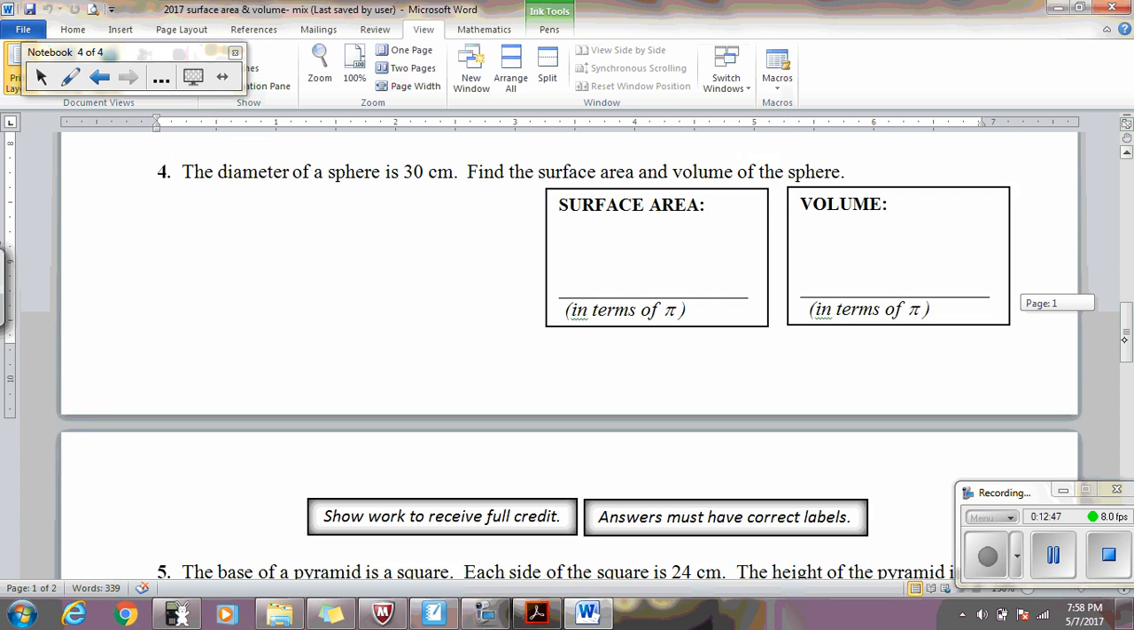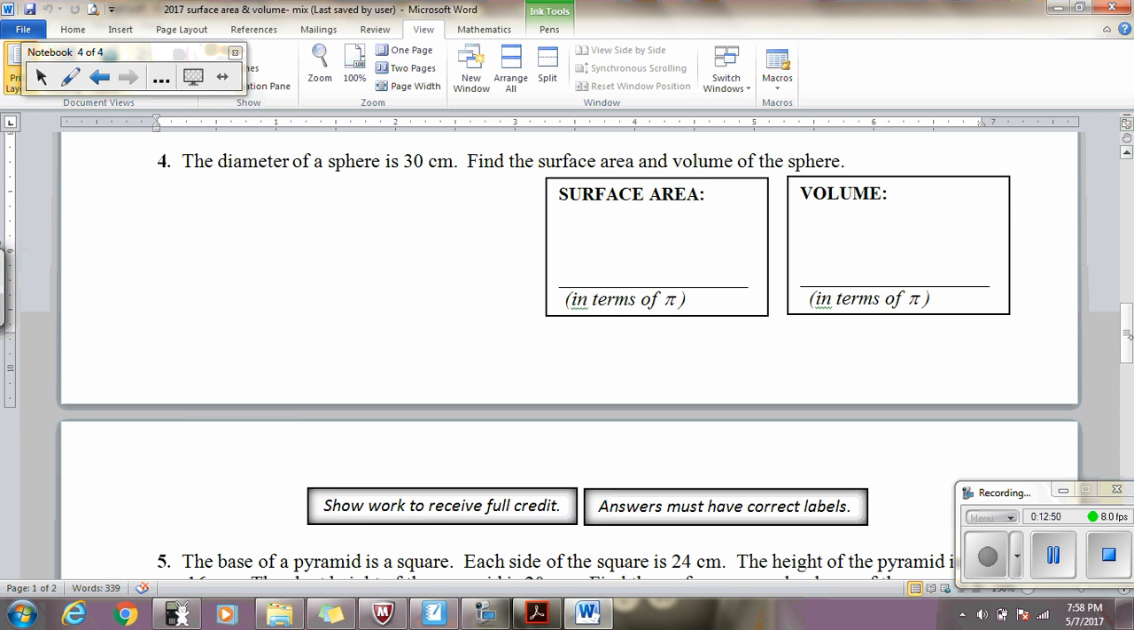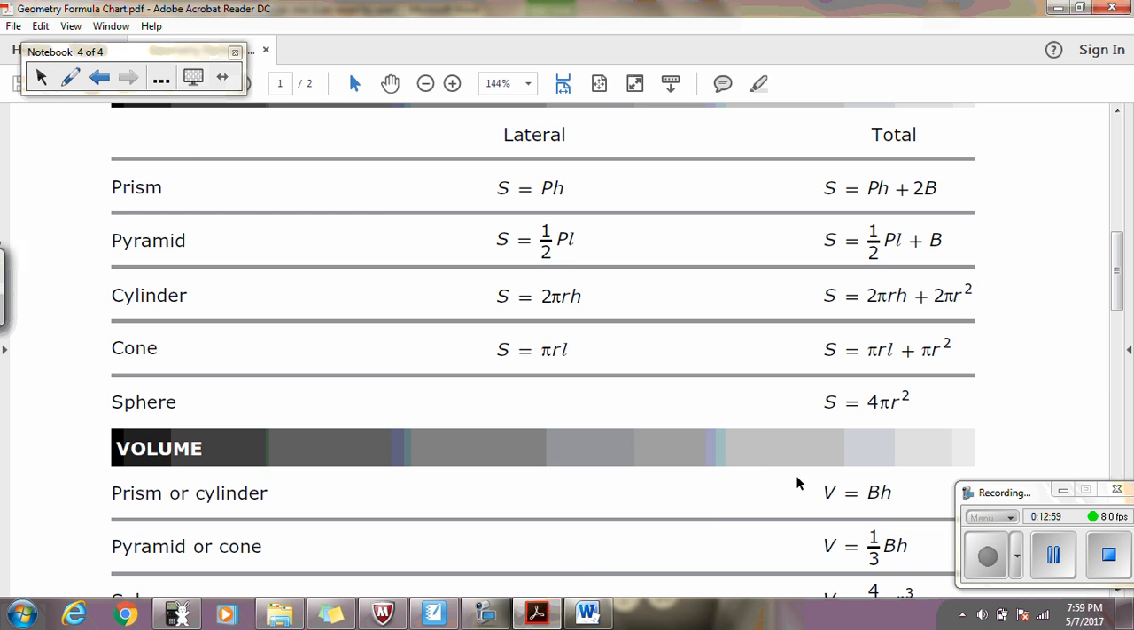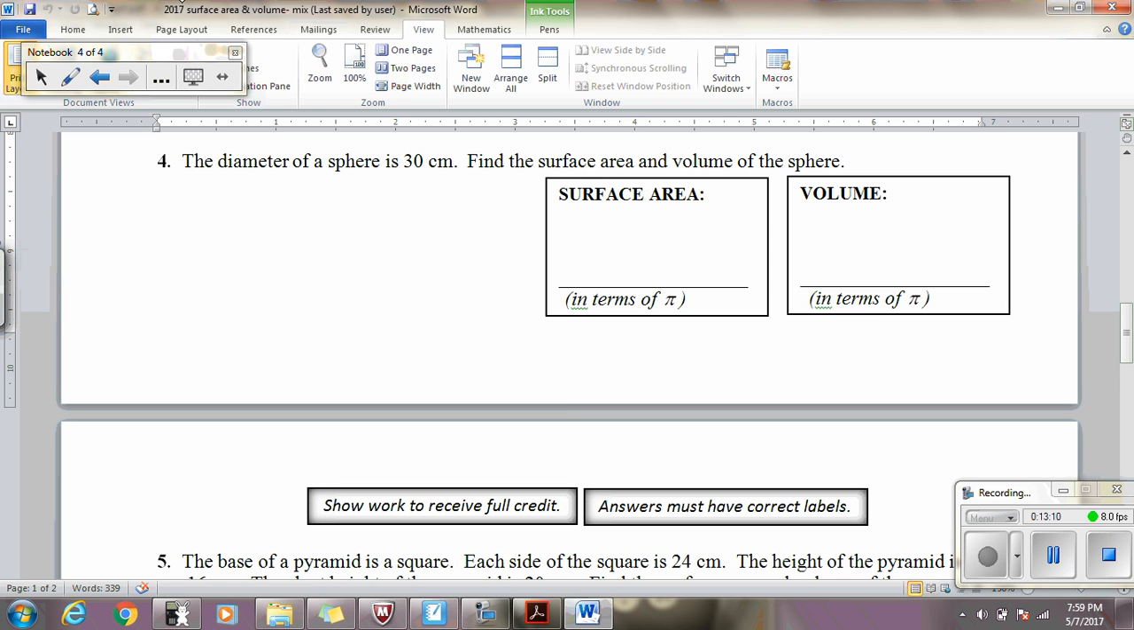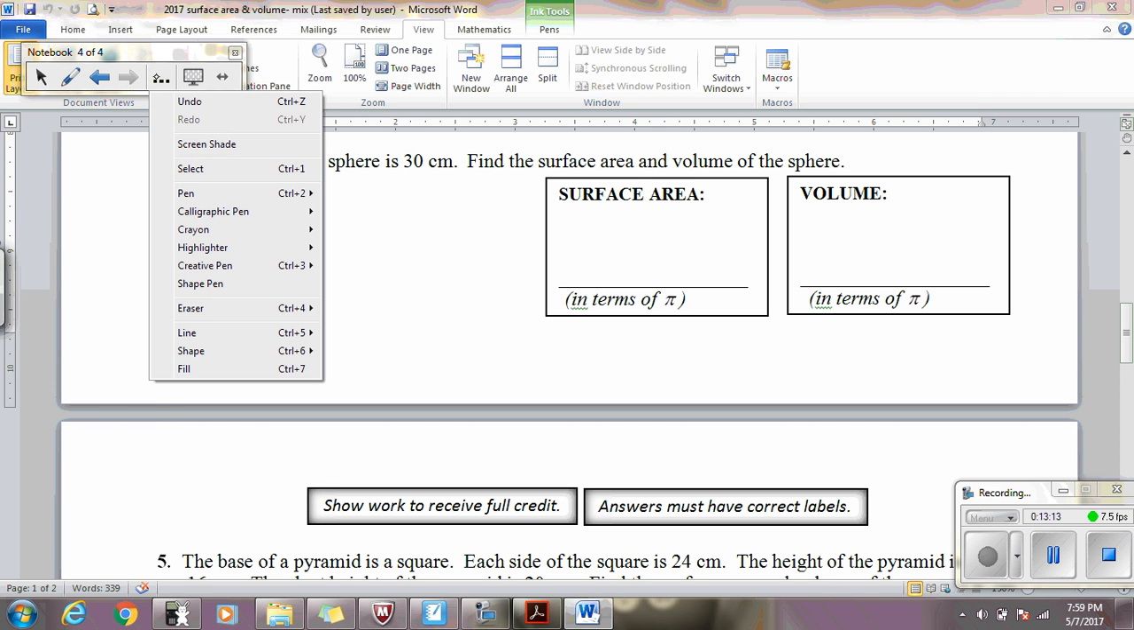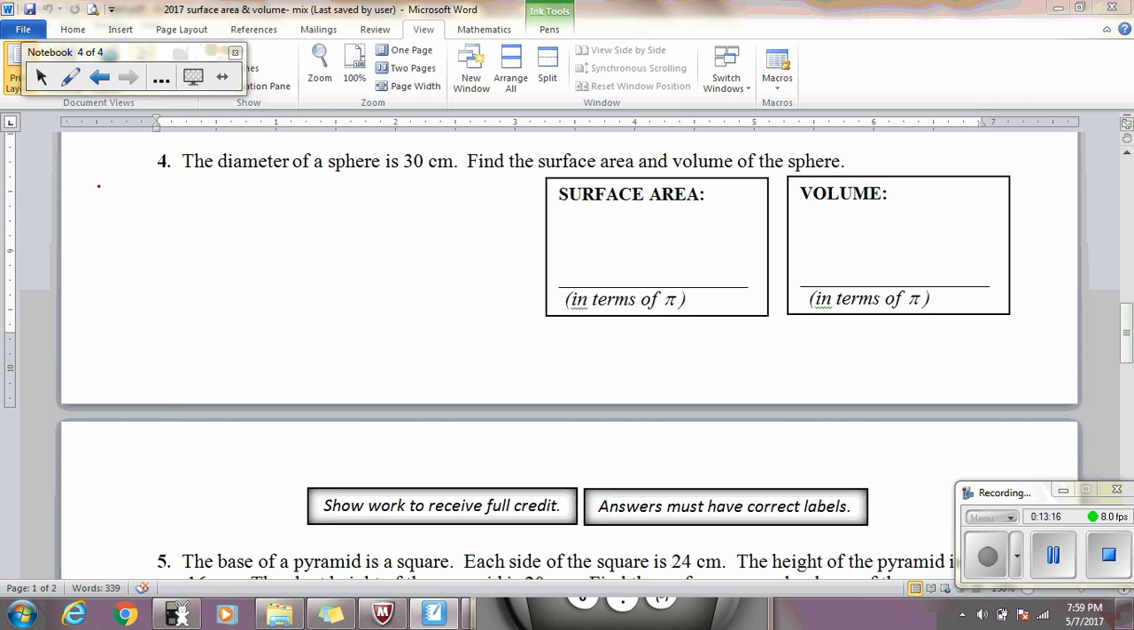Number 4 said the diameter of a sphere is 30 centimeters. Find the surface area and the volume. So let's go back to our chart to recall the sphere's formula. For surface area, it's 4 pi radius squared, and for volume, it's 4 over 3 pi radius cubed. So surface area is first. It's 4 pi radius squared. So that's 4 times pi. The diameter is 30, so that means the radius is 15, half of 30.